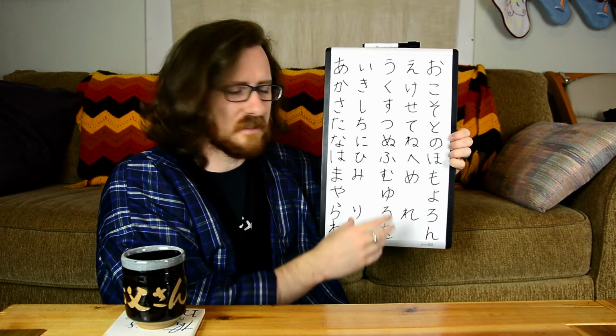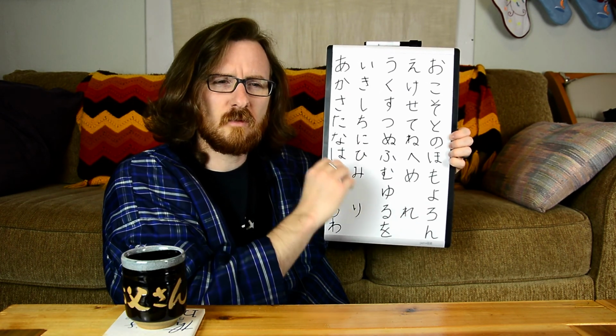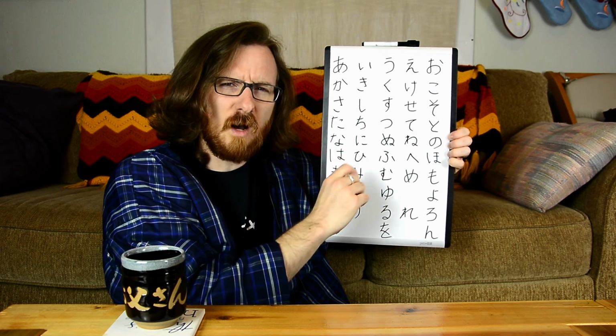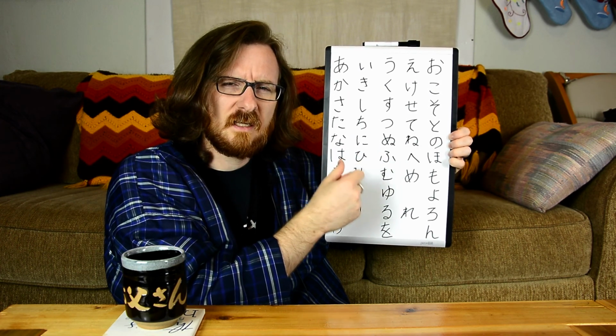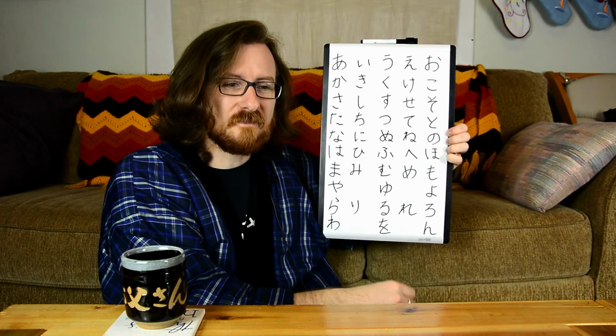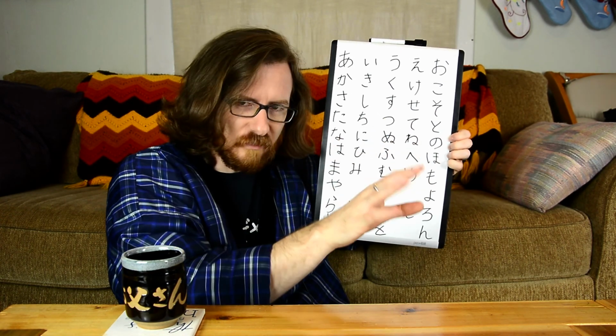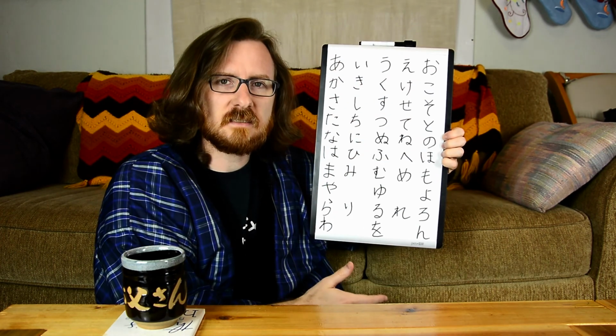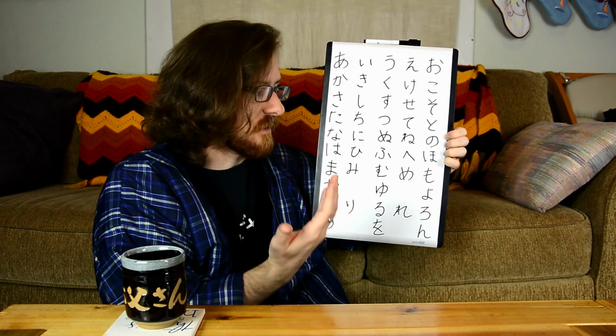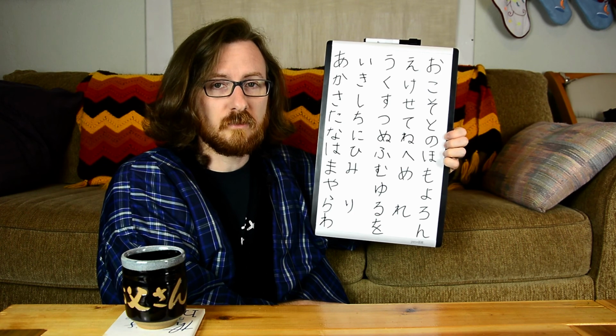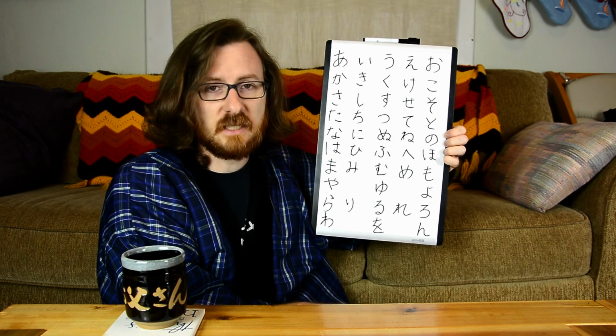There are a few instances that we'll learn about later where you can make some of these smaller to make little contraction sounds, like cha. Instead of chi-ya, you make a small ya and it makes a cha. But that's for another lesson. This is just the basics. If you can learn all these, then you're well on your way to reading and writing and speaking Japanese.